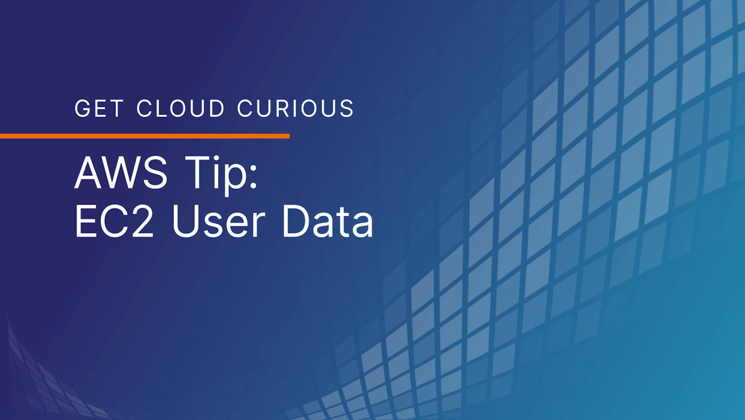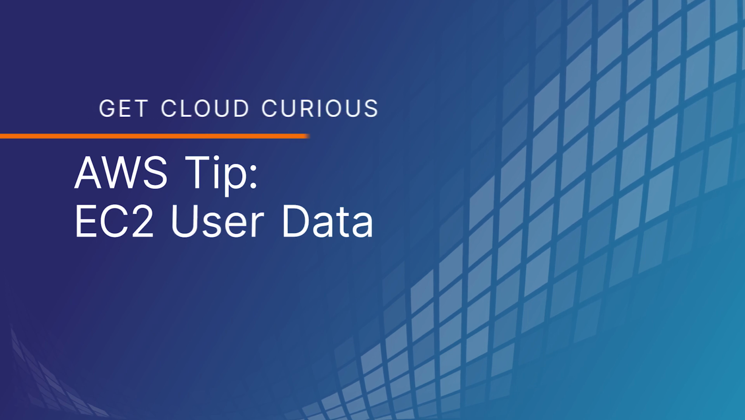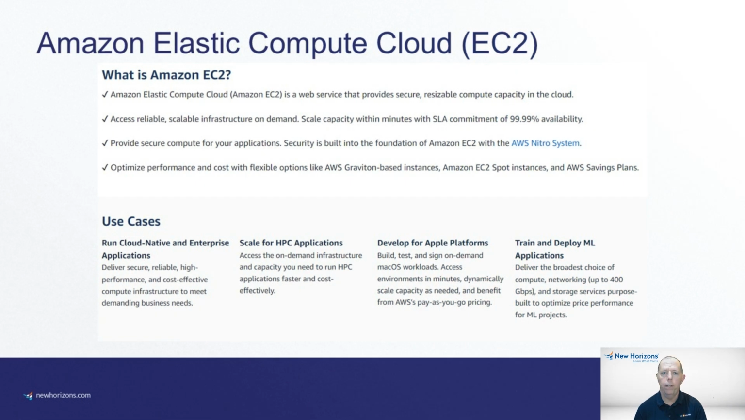I have a helpful AWS tip for you today regarding EC2 User Data. Let's get started. EC2 stands for Elastic Compute Cloud. It is the virtual machine service in AWS, allowing us to build operating systems or virtual machines in the cloud. And then, of course, you can do anything you want to with those, install databases and file services, etc.